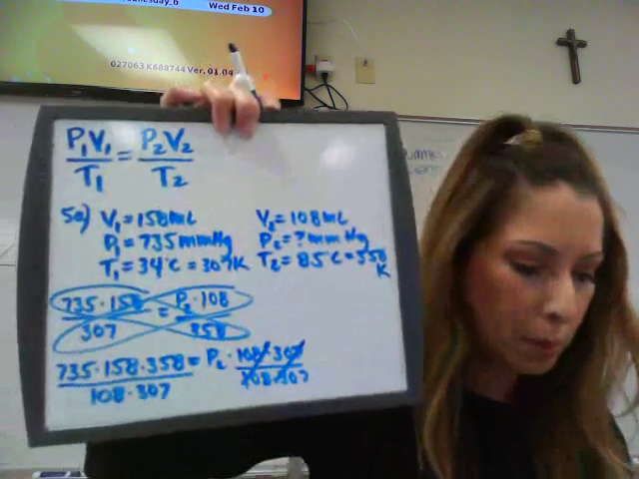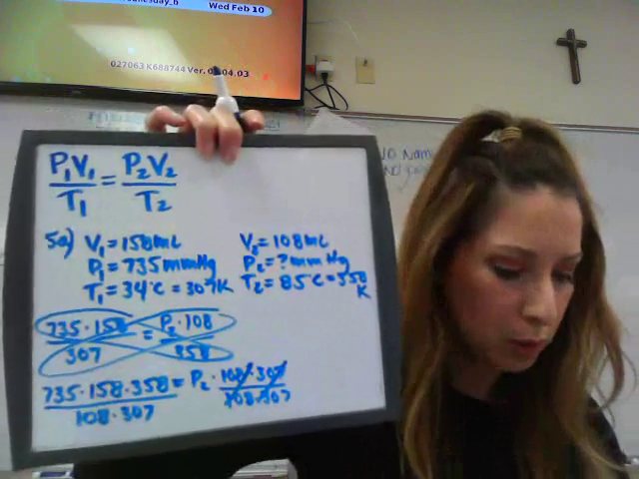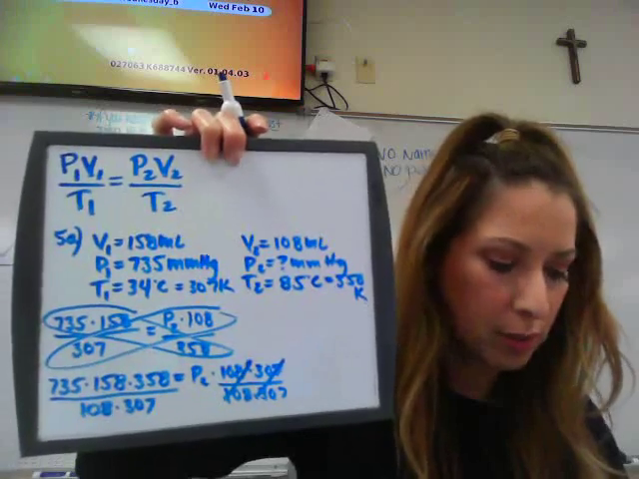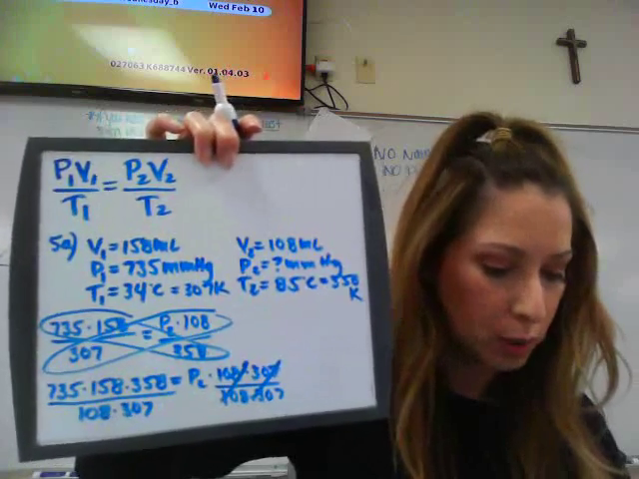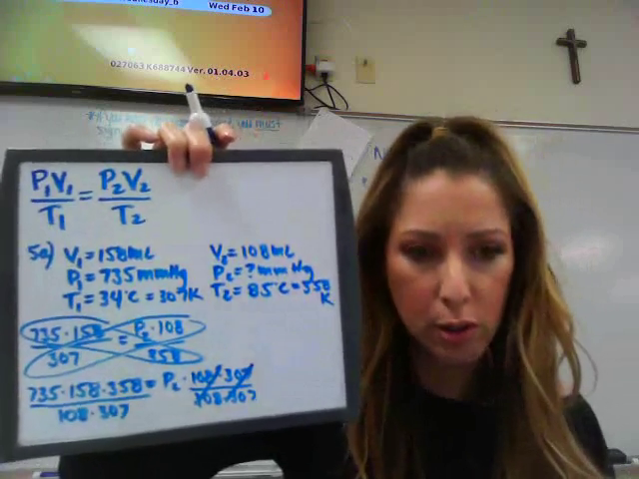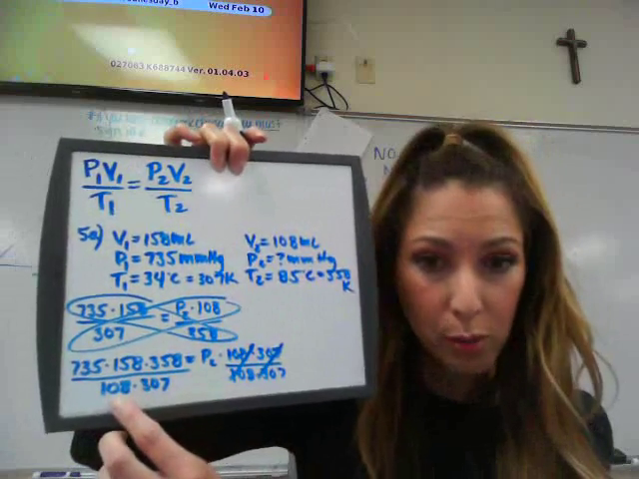Okay, so I'm going to figure out what 735 times 158 times 358 is first. Then divide it by parentheses 108 times 307. If you don't include parentheses and you're trying to do this all in one step, it's going to take 358 and divide it by 108, and that's how you'll get the wrong answer.